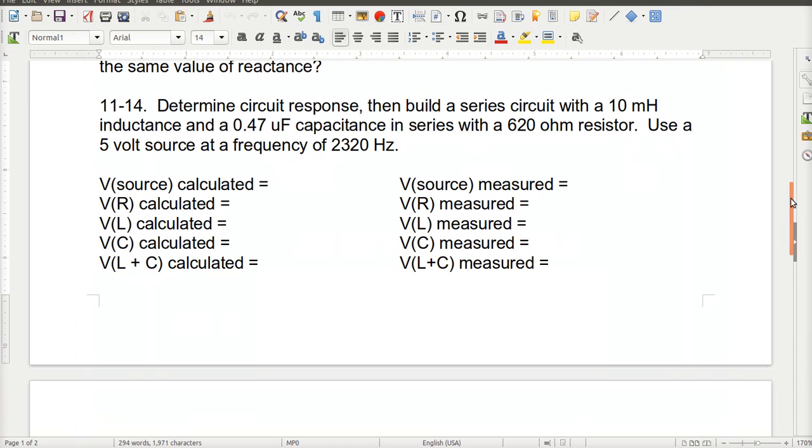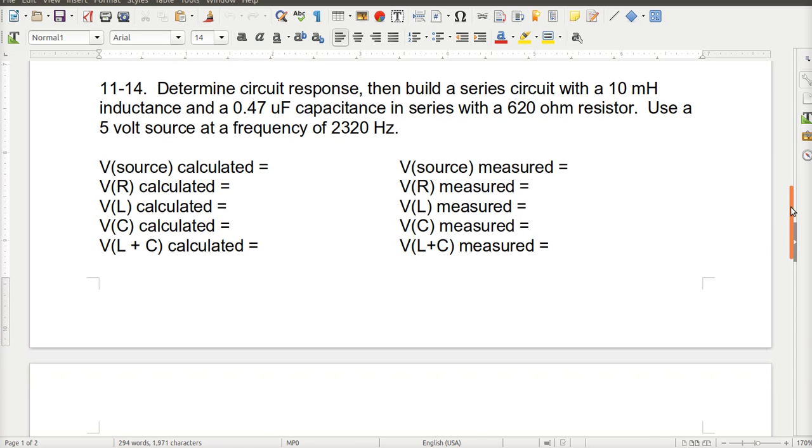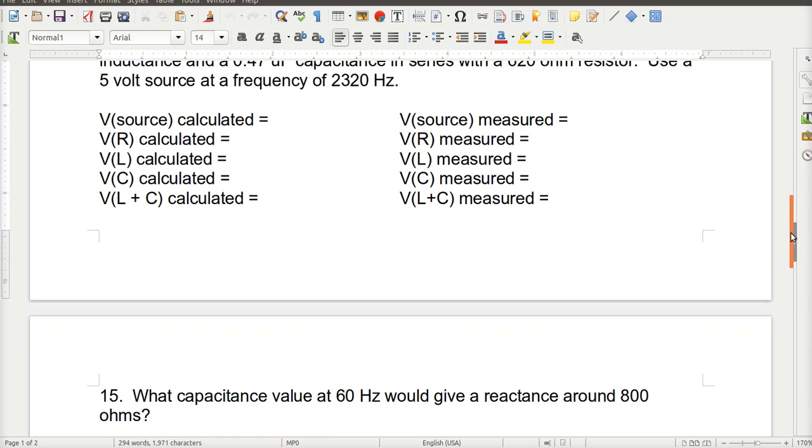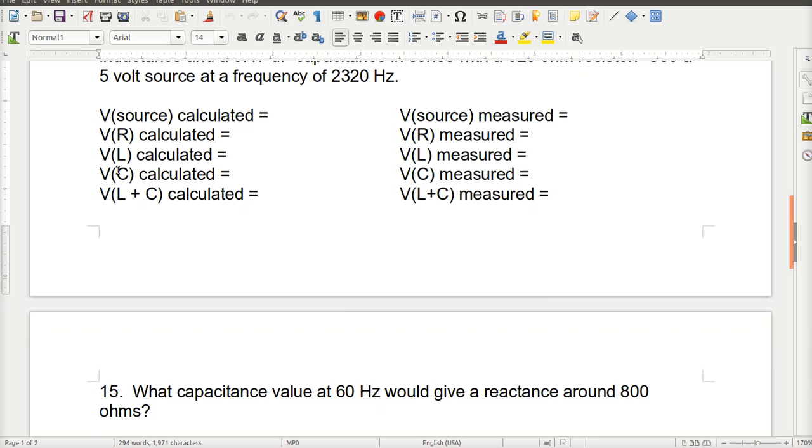Going back to the worksheet, you can use the 620. You can use 330 if you'd like to, but make a note on the worksheet that that's what you did. You can probably go as low as 220, but I want to see a calculation that it's safe to use 220. But it just means your VL and your VC get bigger. Your VL plus C should equal 0. And that's the main thing I want you to see in this.